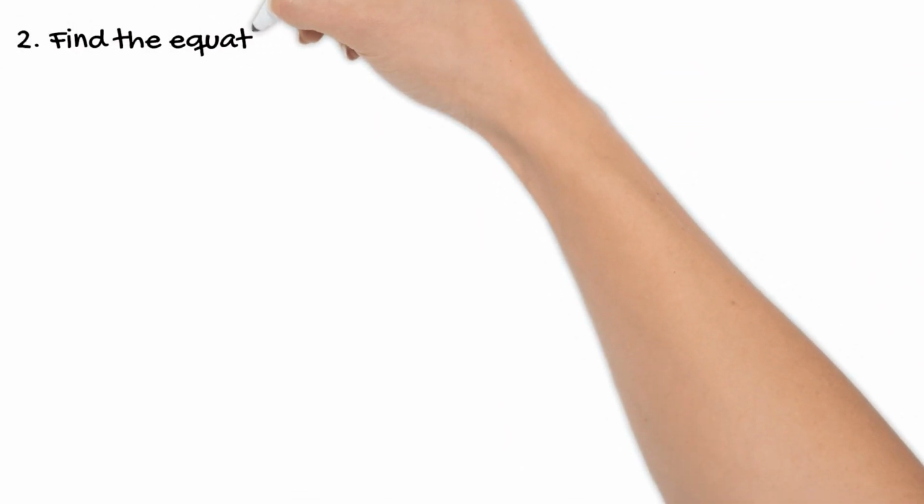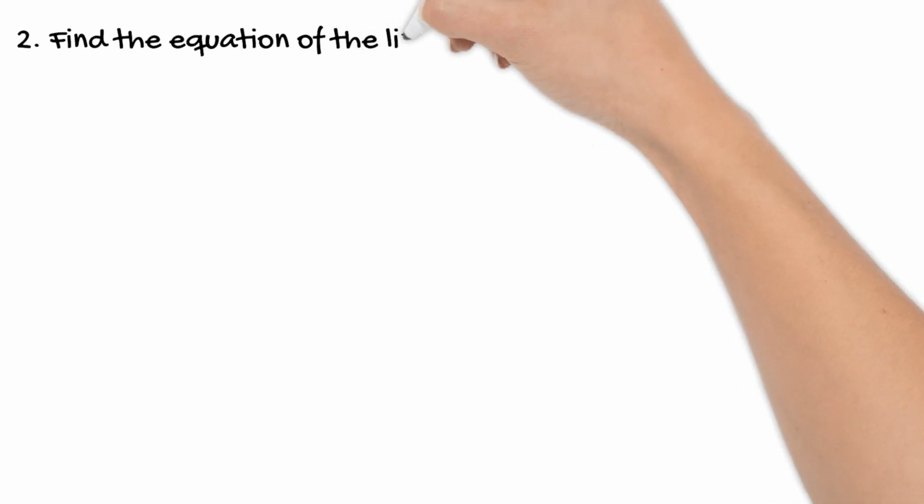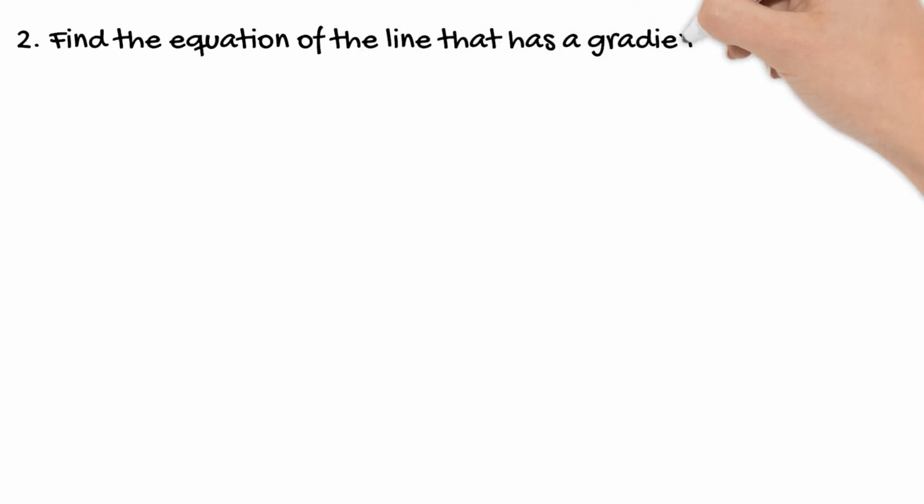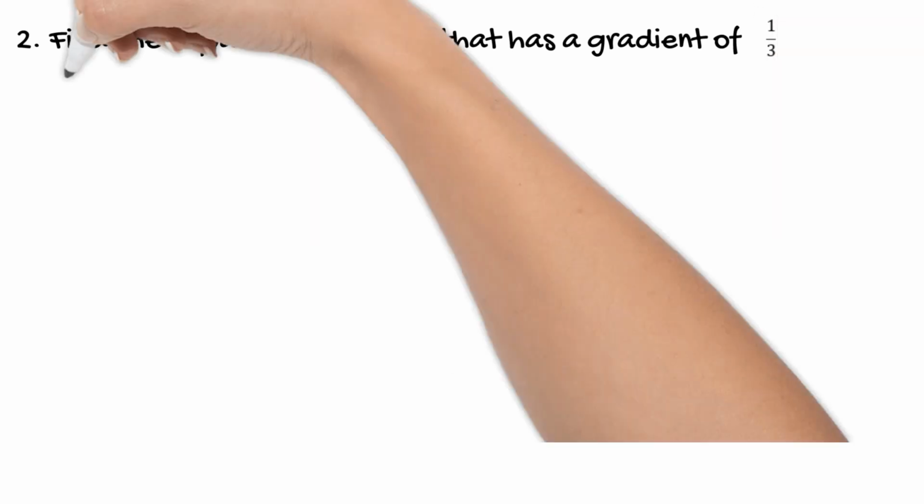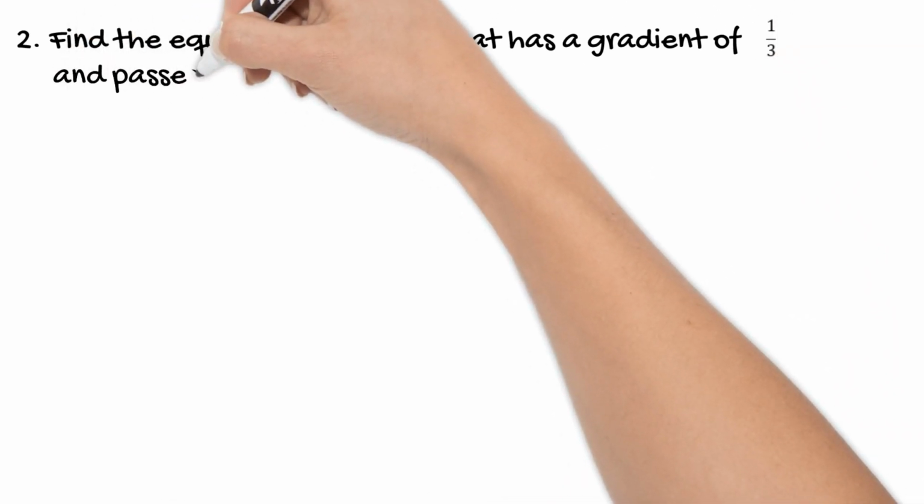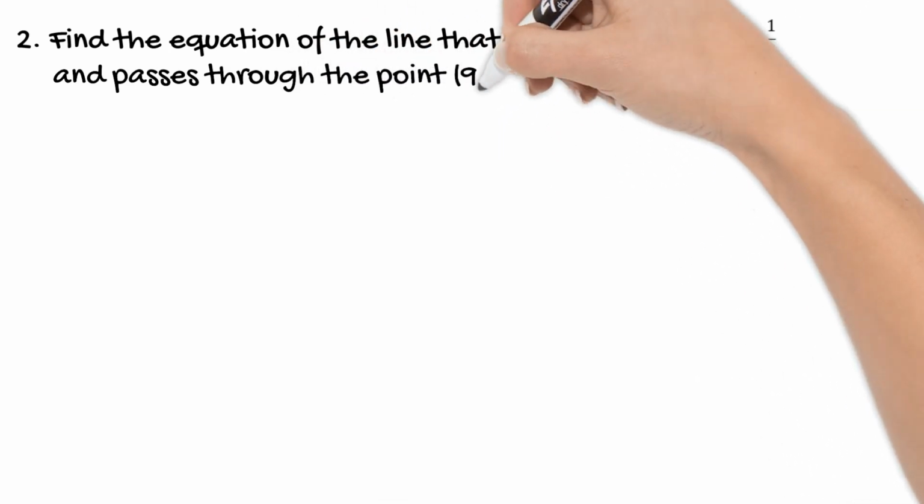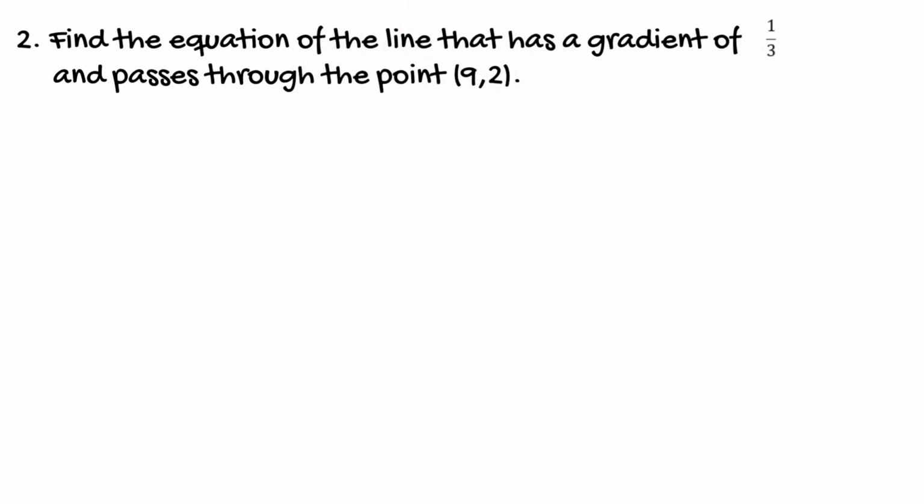Now, our next example is going to be a little bit more difficult, where we need to find the equation of a line given the gradient and a point that it passes through. So if we're told our line has a gradient of 1/3 and it passes through the point 9,2. Okay, so if we know we want it in the form y equals mx plus c, we know our m value and we're given a set of coordinates. So essentially that's an x value and a y value.